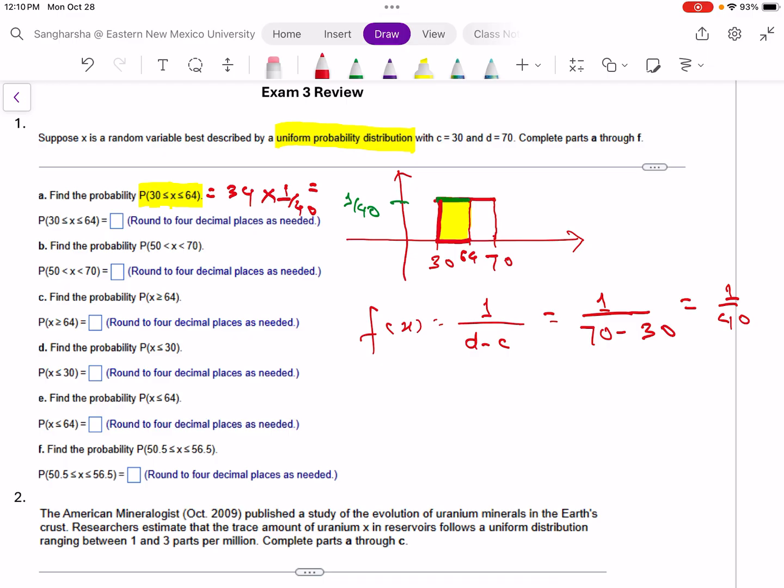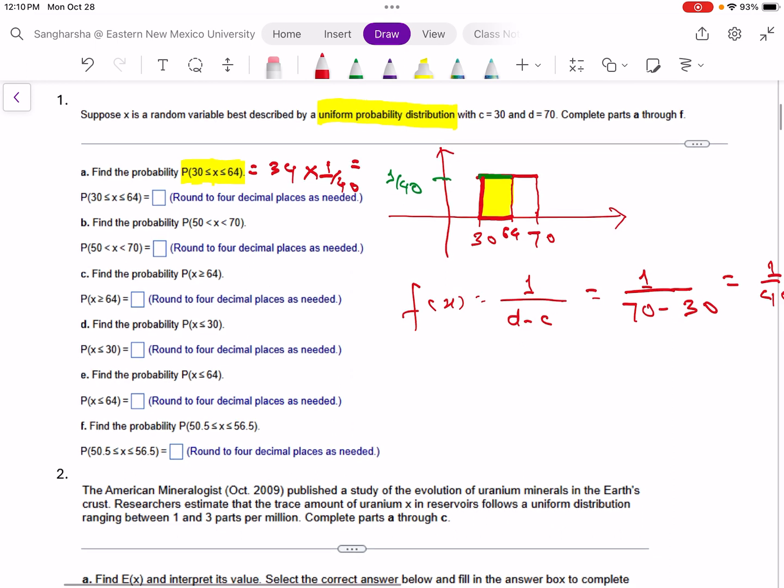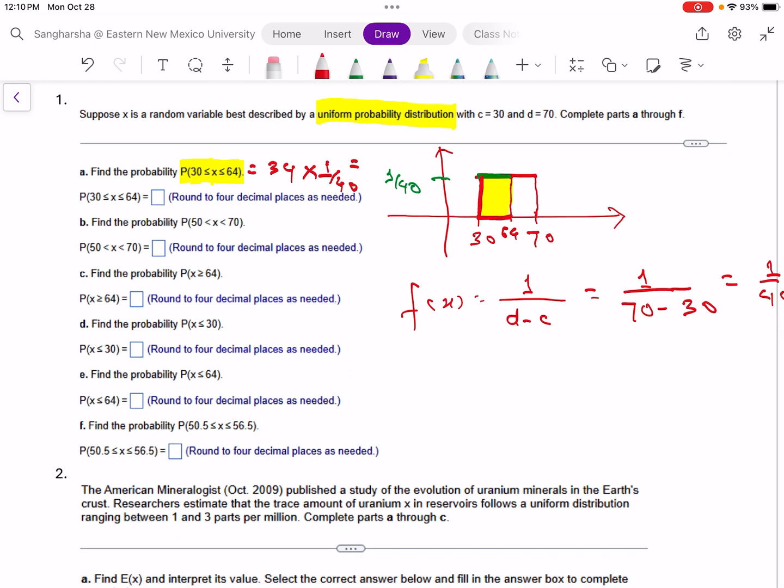Do you have any question? Now the remaining parts up to f are the same. You do the same thing. You just draw the graph, find the length, and multiply by the height, which is 1 over 40.